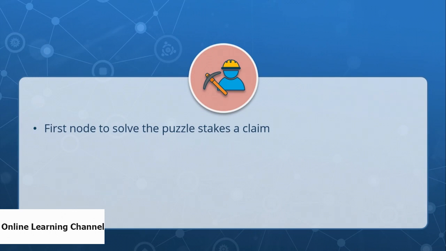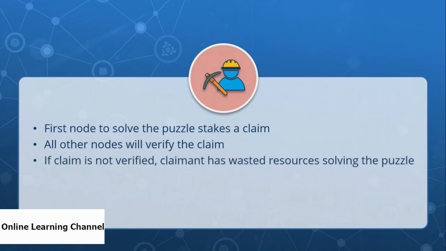Well, once this node has staked its claim, that claim needs to be verified by all of the other nodes in the blockchain network. And one step in this verification involves verifying each and every transaction which that node wishes to add to the blockchain. If even one of those transactions is not verified, then that node's claim is rejected.